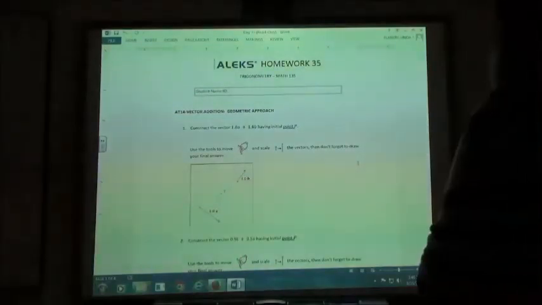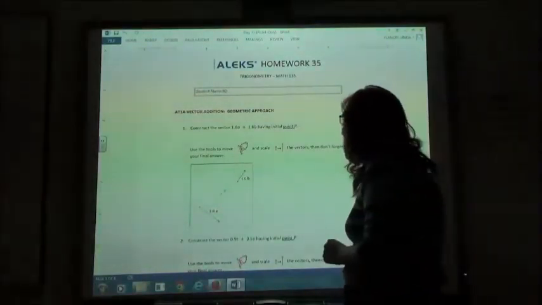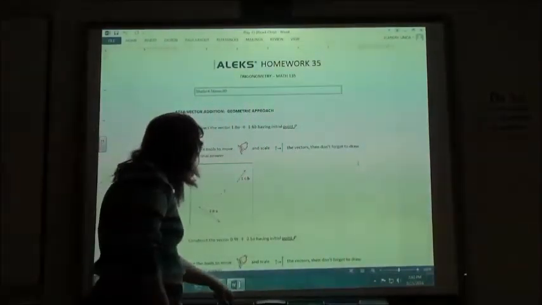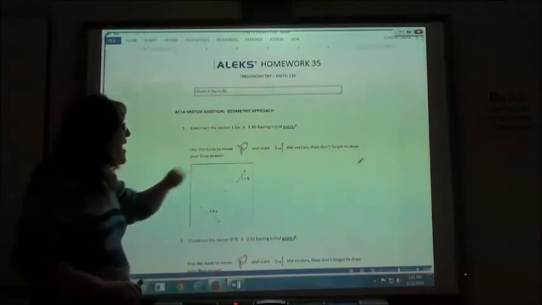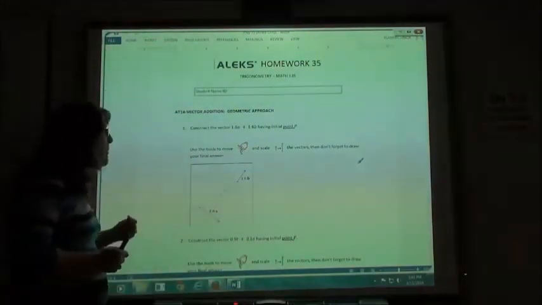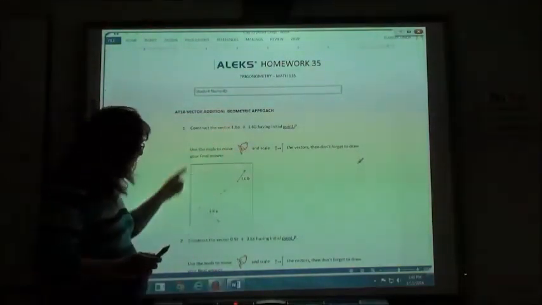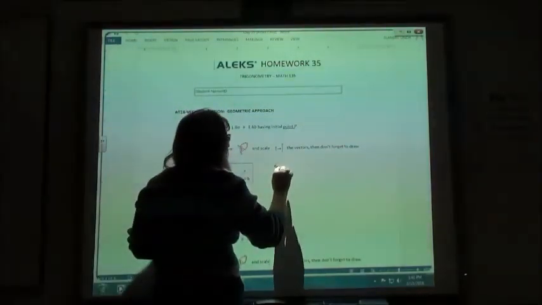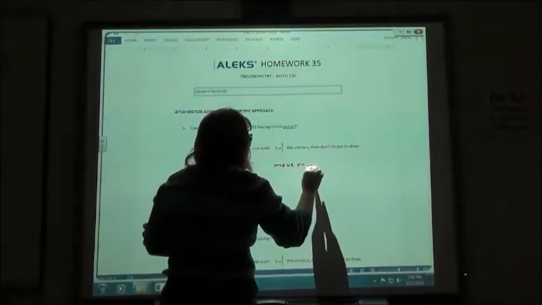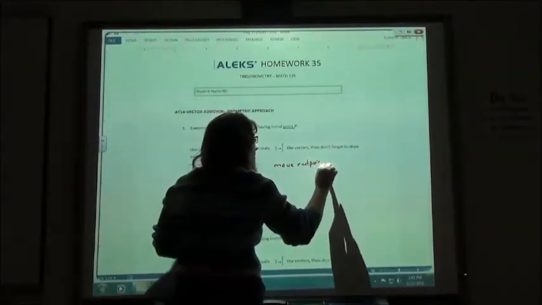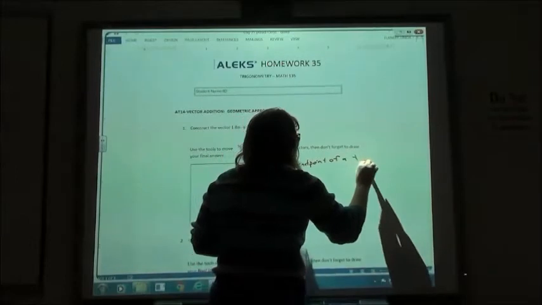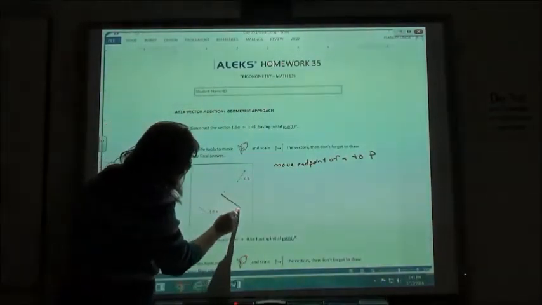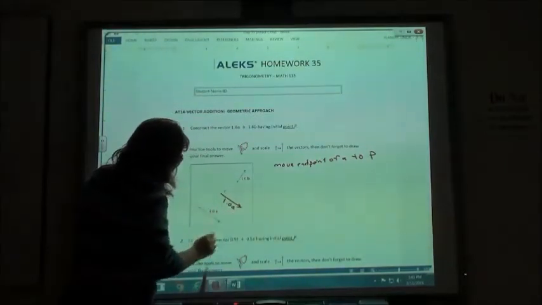Right, homework 35, we are going to construct the vector 1.8a plus 1.4b, having an initial point of P. So again, we're going to use these tools on Alex to move our vectors and scale them. What you're going to do is take the first vector, move it so its end point is on P. So in this case, I'm going to move the end point of a to P. So I'm going to grab this vector, I'm going to pull it over here. It's still going to be the same size. I'm just going to move it over.